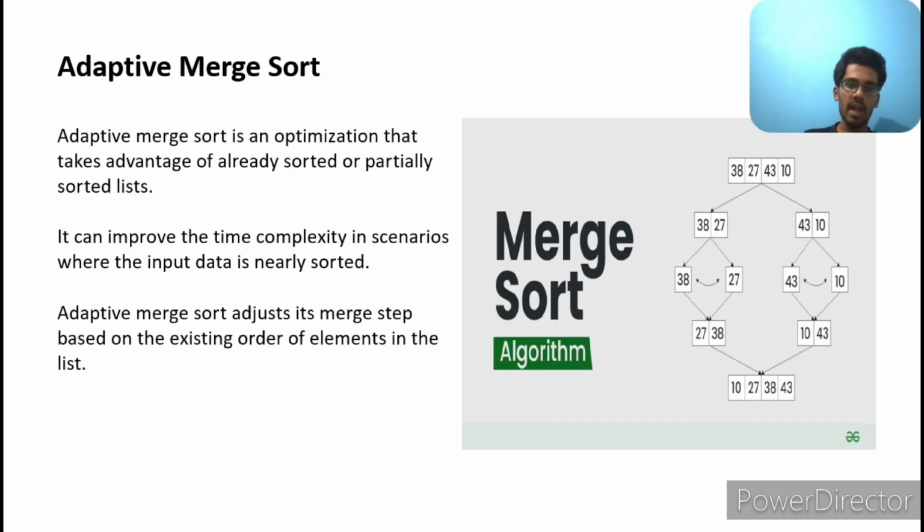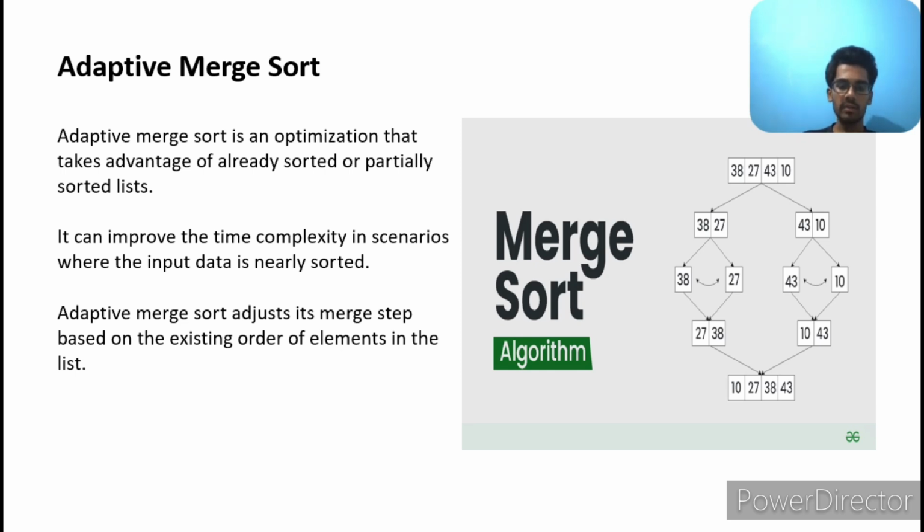Next, adaptive merge sort. Adaptive merge sort is an optimization that takes advantage of already sorted or partially sorted lists. It can improve the time complexity in scenarios where the input data is nearly sorted. The time complexity of merge sort can be reduced.